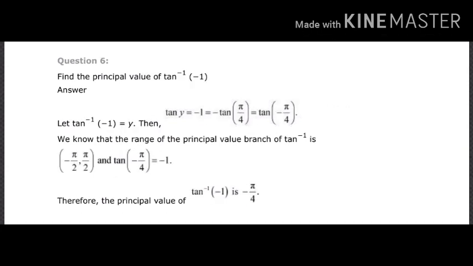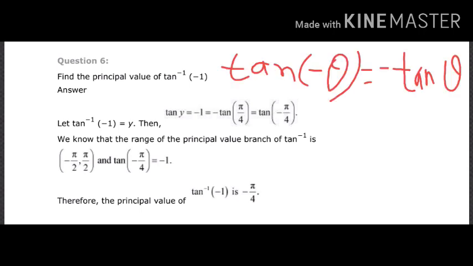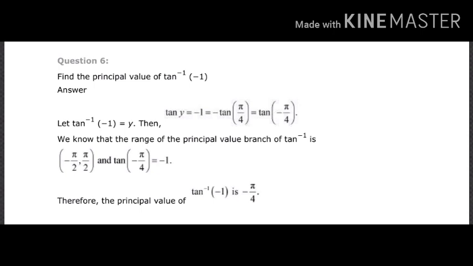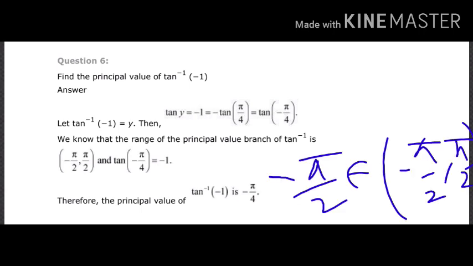Now question number 6. Find the principal value of tan inverse minus 1. Tan inverse minus 1 equals y, and minus tan pi by 4 is equal to tan minus pi by 4 by using the formula. We know the range of principal value branch of tan inverse is minus pi by 2 to pi by 2, open bracket. So tan minus pi by 4 will be equal to minus 1. Therefore tan inverse minus 1 is minus pi by 4.